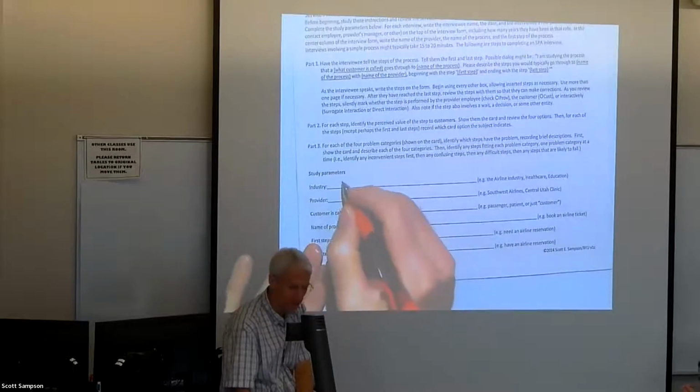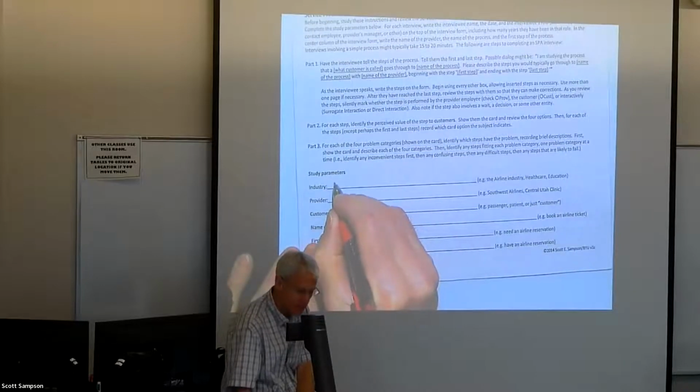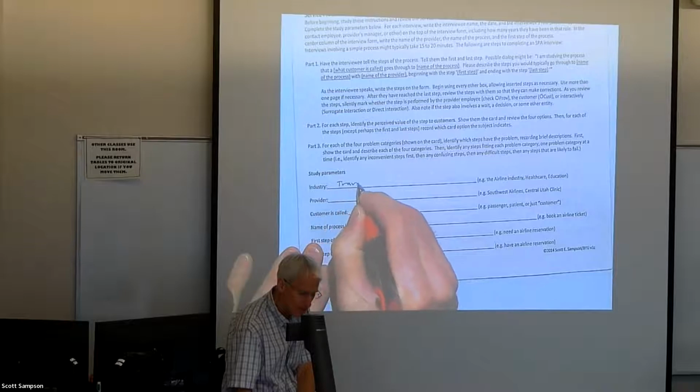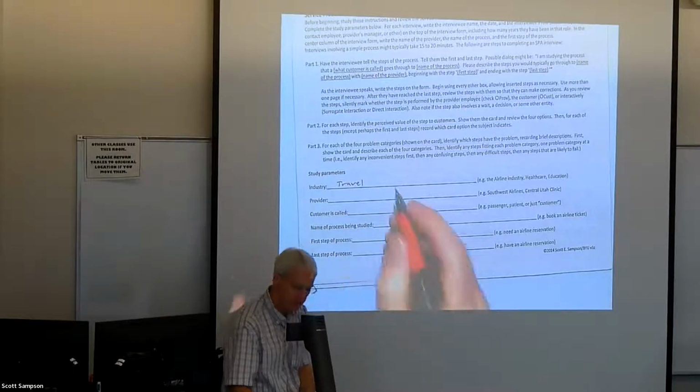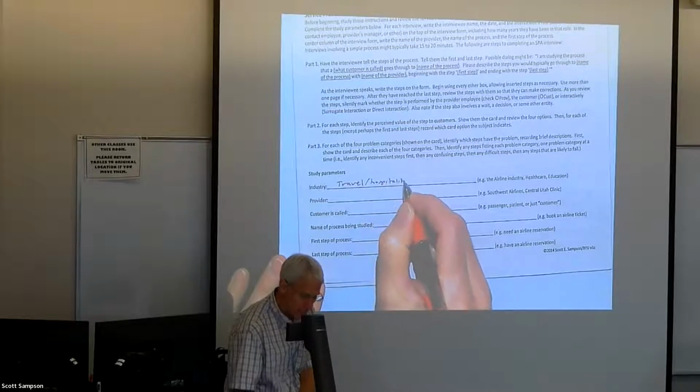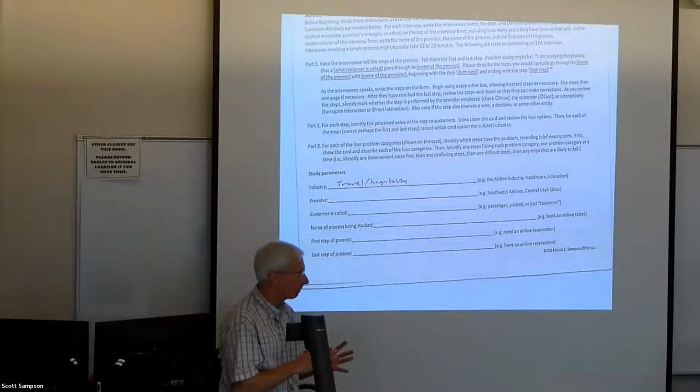So anyway, I like this idea. I'm going to start filling this out for the study parameters. The industry that we're going to do for this little practice is going to be travel, maybe hospitality. And we do need a provider. So we could do Airbnb as an example.